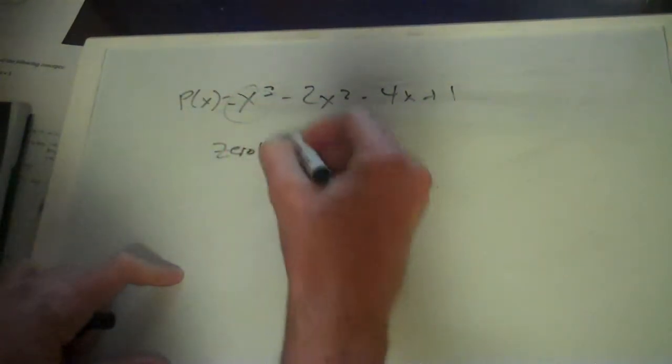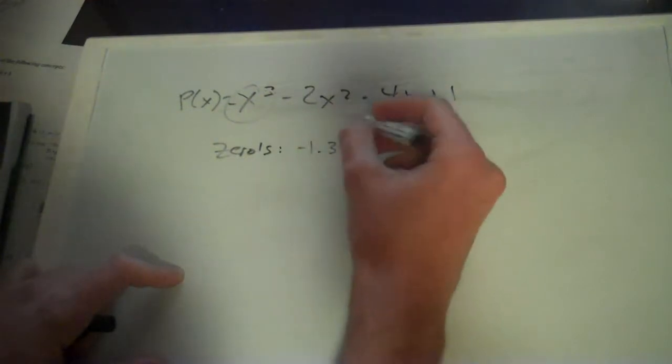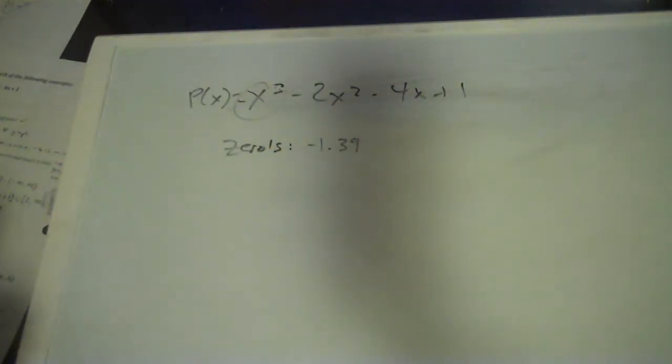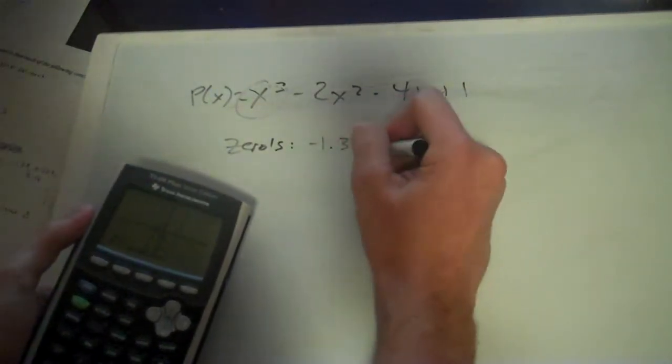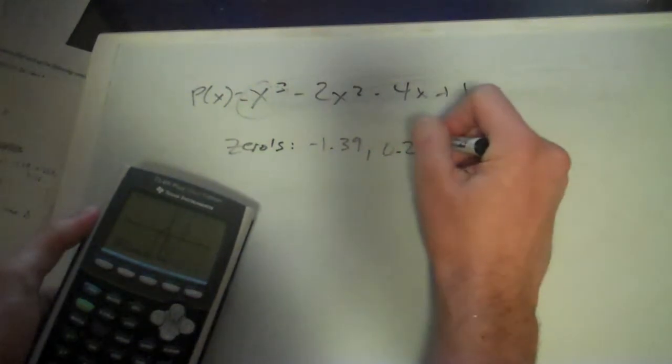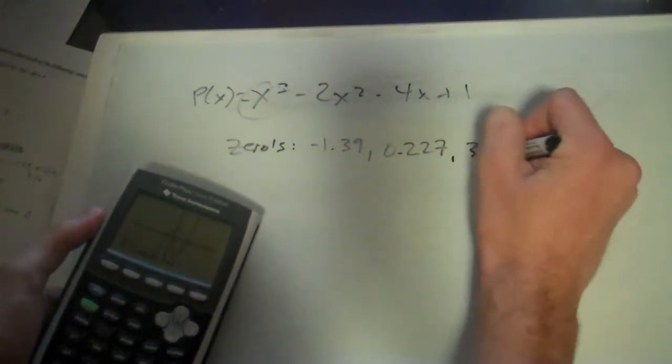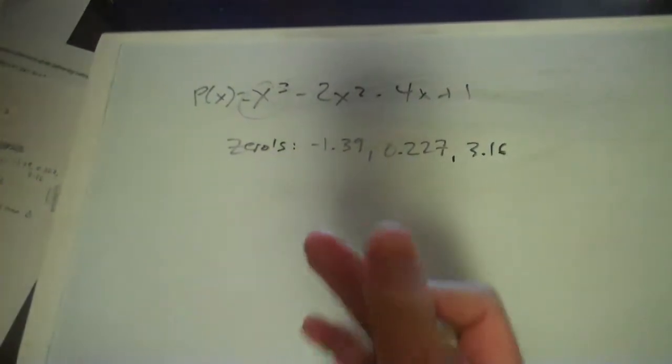So we know that one of our zeros is negative 1.39. We're going to keep doing that for all the points on the x-intercept. I already have them calculated, but you basically do the same procedure and you'll get the results. Zeros of negative 1.39, 0.227, and 3.16. Those are the zeros of this particular polynomial.